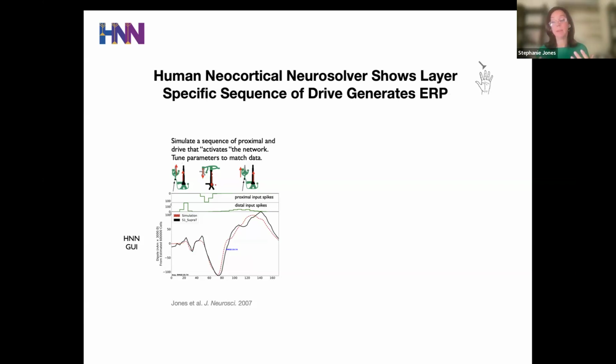Well, maybe what happens is the inputs come in and they're just weaker, right? They're not as strong coming into the local cortical circuit. And so we tune down the conductance strength of the inputs.